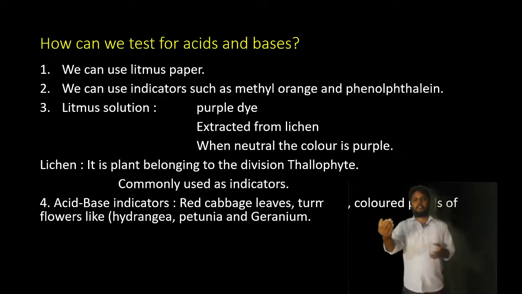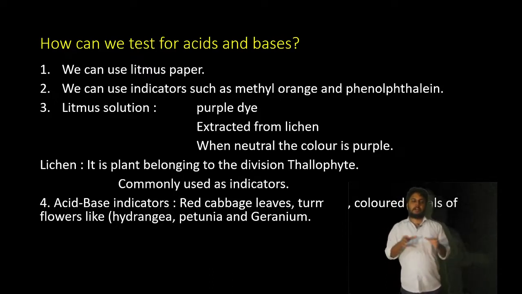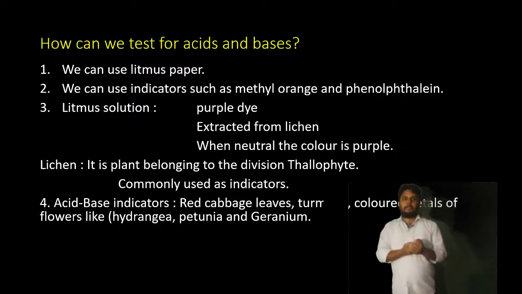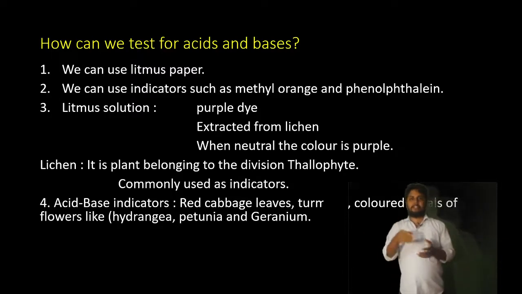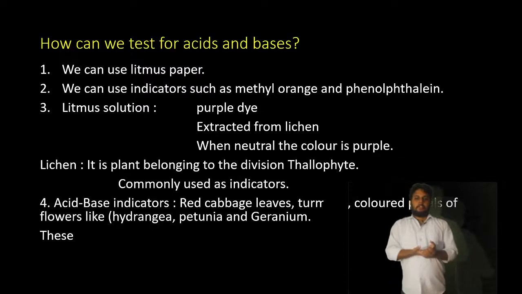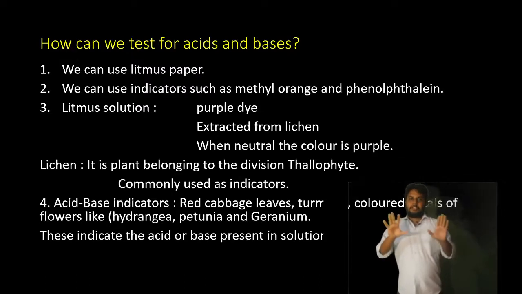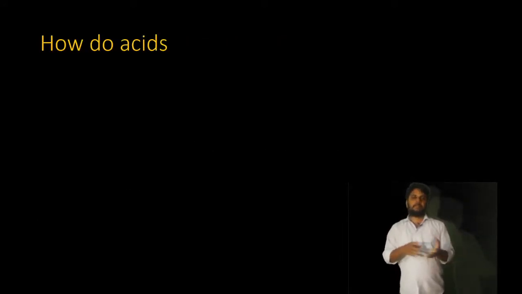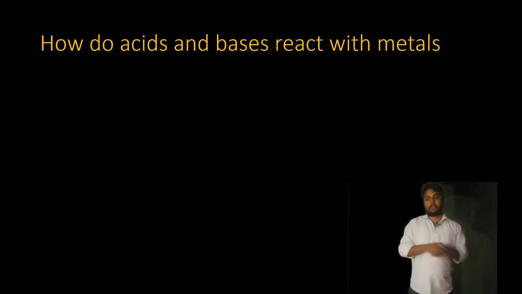Can you give some examples of artificial indicators? You know about methyl orange, that is an artificial indicator. So these are the artificial indicators you have. All this is about natural as well as synthetic indicators. So how do acids and bases react with metals? That is the question I have now.